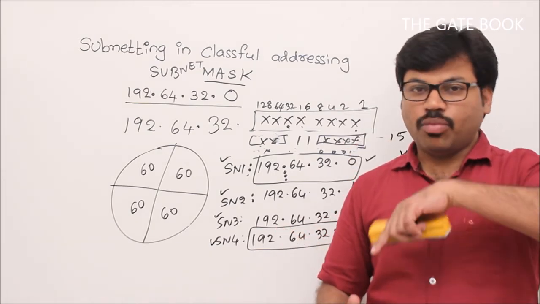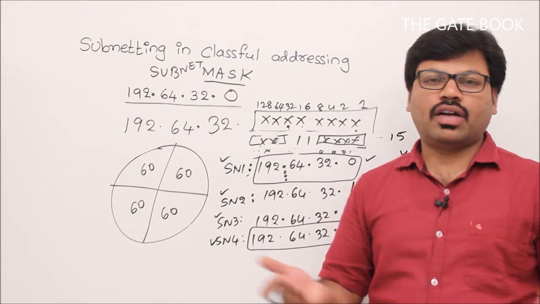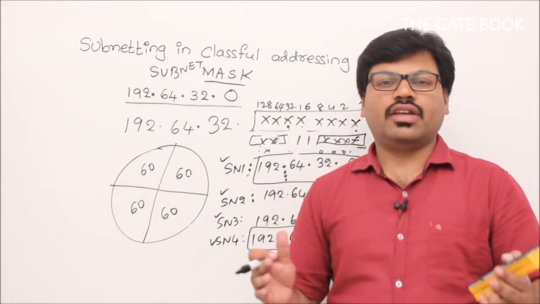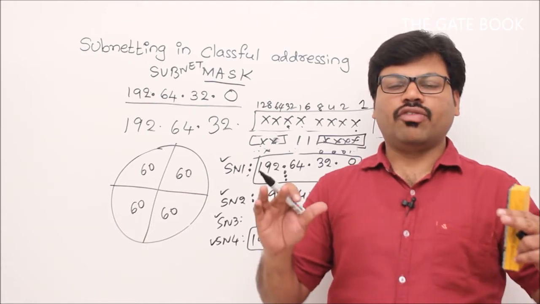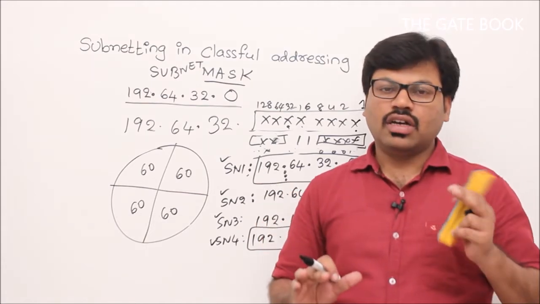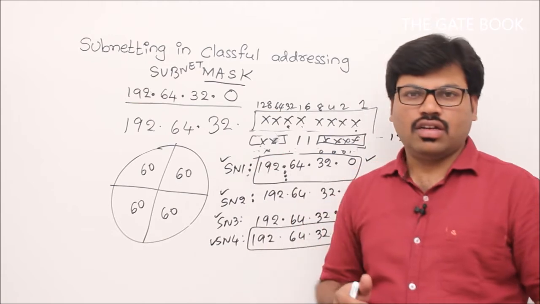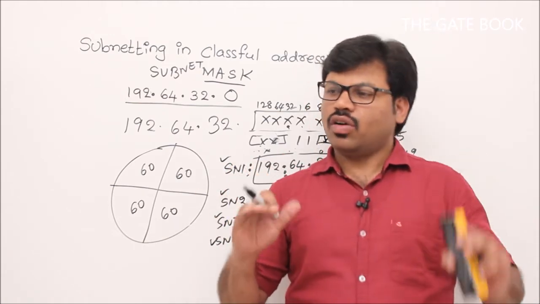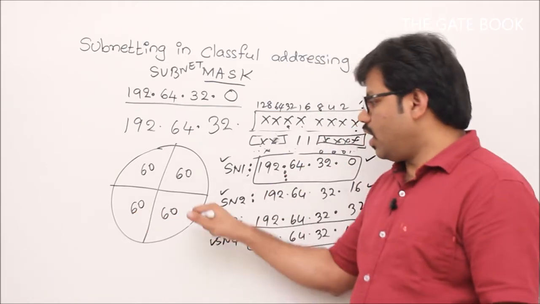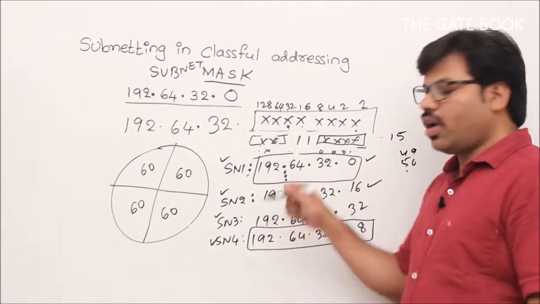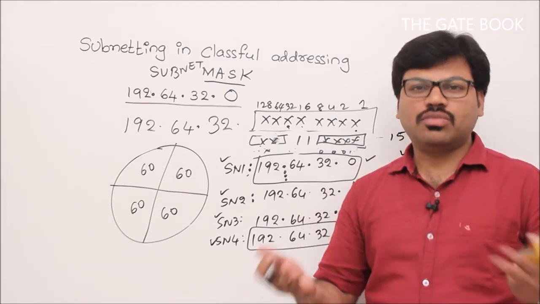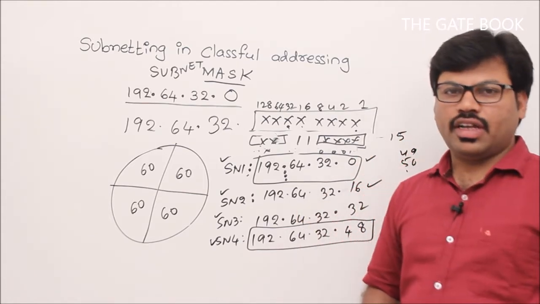When you borrow some bits, they also become part of your network part. Then all those bits are going to be ones in your subnet mask. Already you know what a mask is. Recall, a mask is nothing but ones in the network part and zeros in the host part. In a subnetwork also, in the network part you write ones, in the host part you write zeros. That will become the subnet mask for the corresponding network.